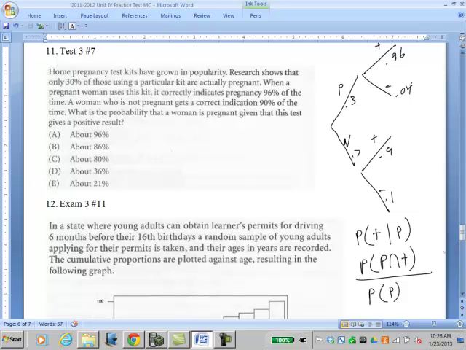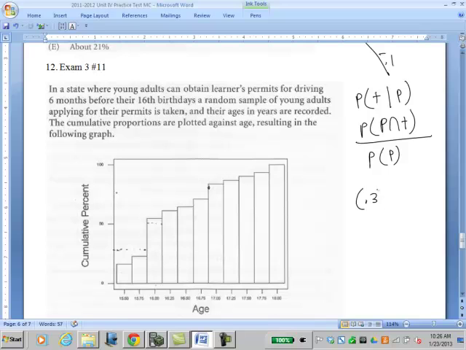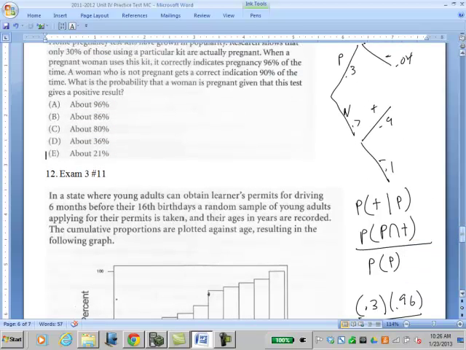I get a positive result. So positive and pregnant, divided by the probability of being pregnant. So 0.3 times 0.96, that's positive and pregnant, divided by the probability of being pregnant, which is 0.3. So it's 0.96, 96%. Okay? So, the given is that they give here.